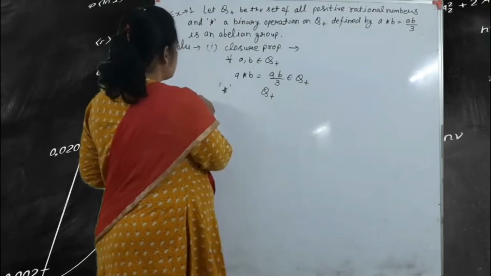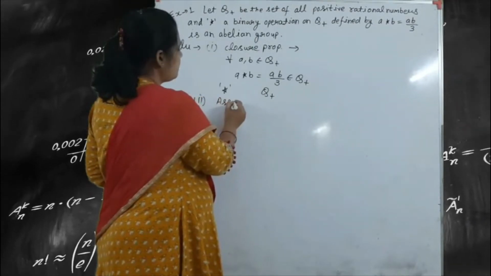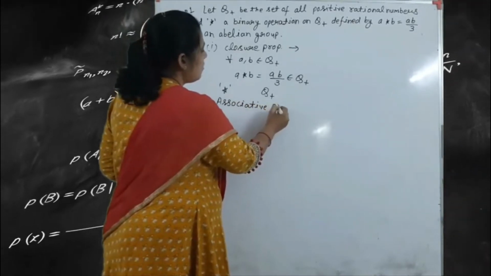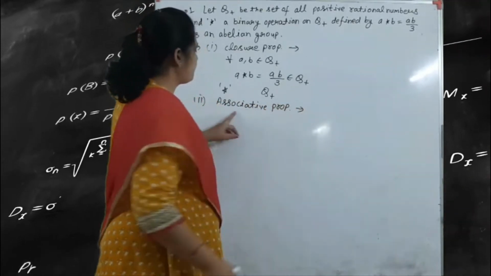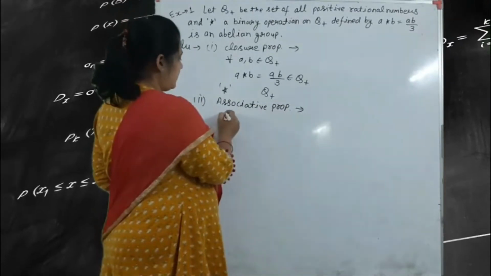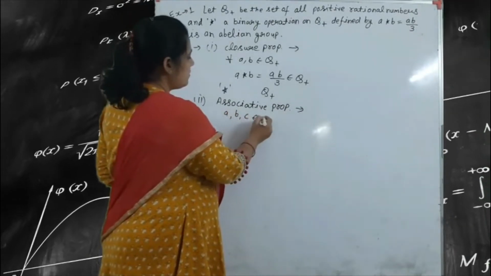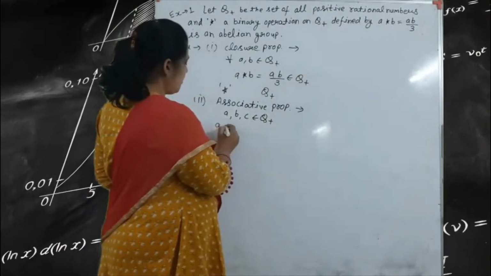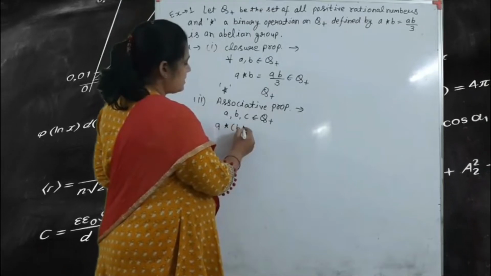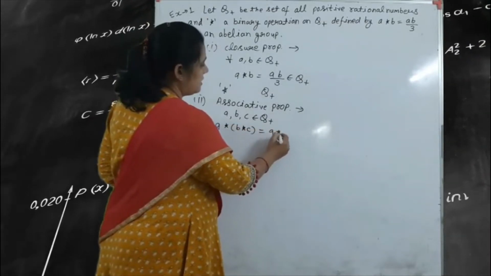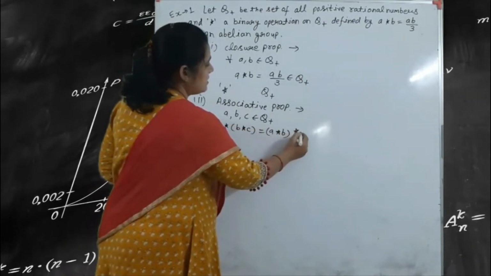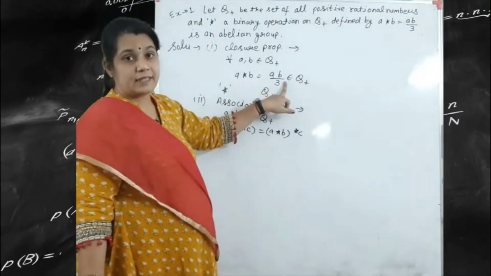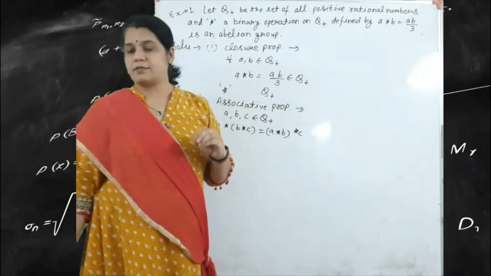Second one is the associative property. Okay, so according to the associative property, we have three elements A comma B comma C belonging to Q plus. Okay, so what is the associative property? Associative property is A star B star C is equal to A star B star C. Okay, and here A star B is equal to AB by 3 as we defined here. A star B is equal to AB by 3.